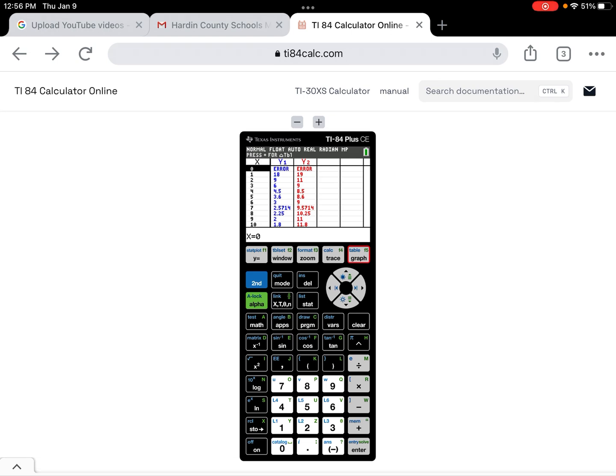We're looking in the third column, the red column that says Y2, and we are looking for negative 11. So as you can tell, nothing here is negative. So we're going to go up. So I'm going to hit the up arrow so I can see. And if we look here, in the third column, we have negative 11 here. So our factors are negative 2 and negative 9.